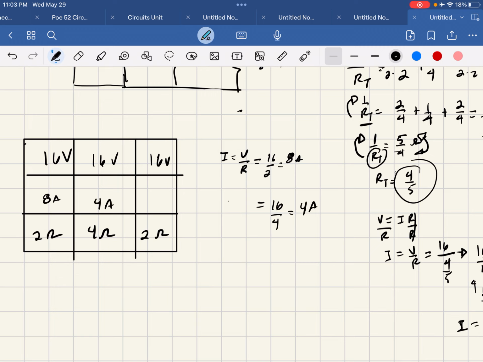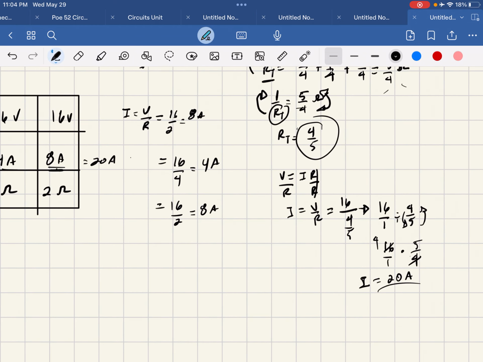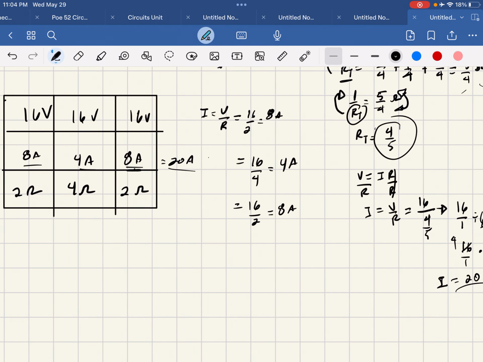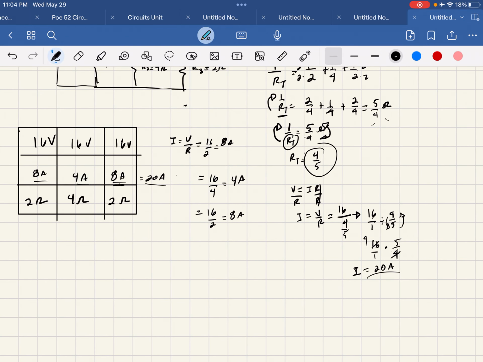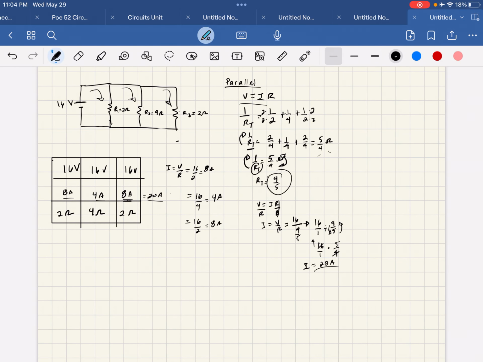Okay, now we can do this one. So 16 divided by 2, which is equal to 8 amps. And then once you add 8 plus 4 plus 8, that is actually 20 amps, which, you know, double check right there. Okay, so that's how you find the total resistance and then the current at each resistor, this being resistor 1, this being resistor 2, and this being resistor 3. Okay.